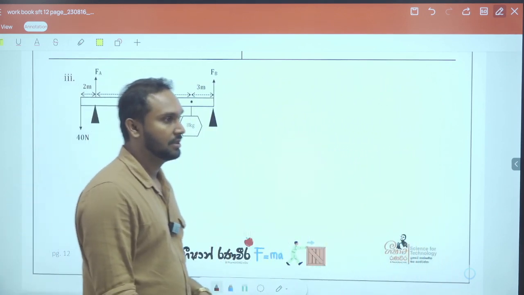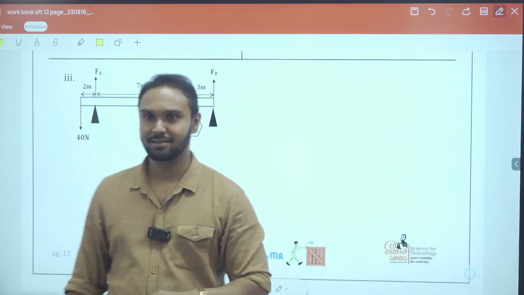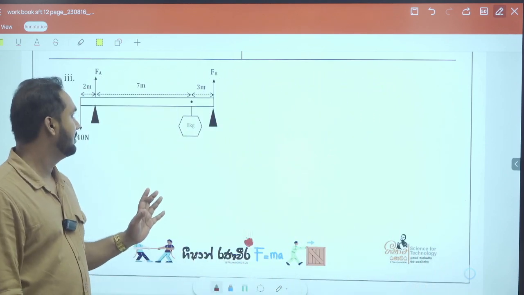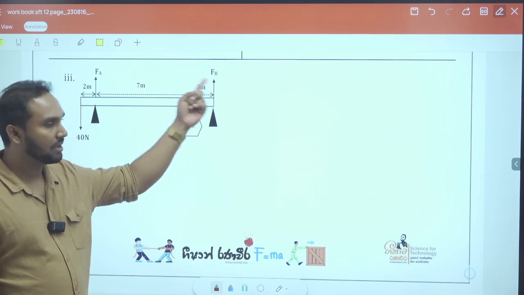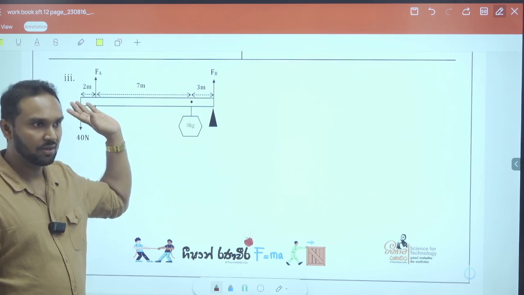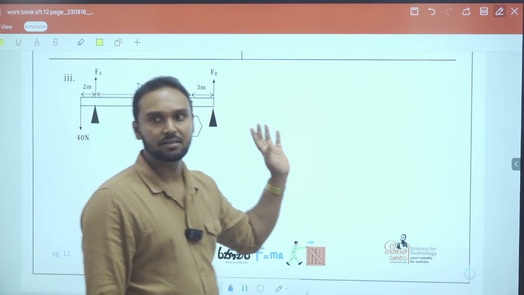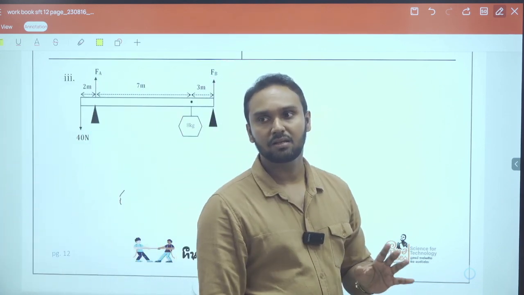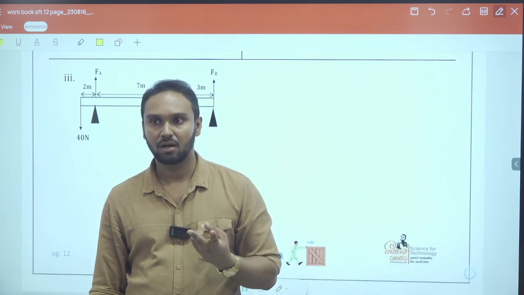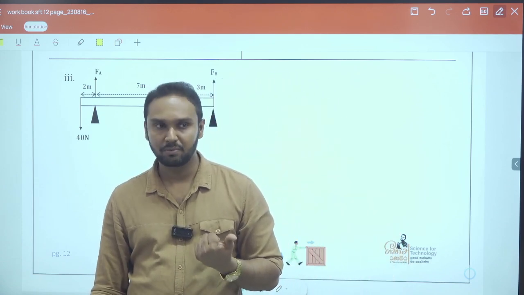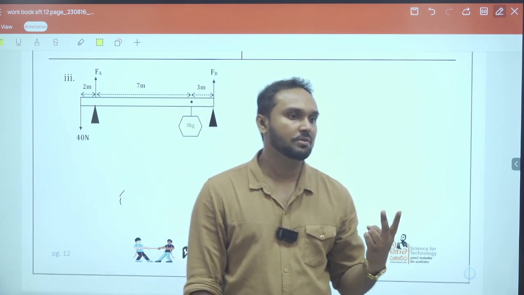Now listen. The pivot point here is given, but don't take that. Because if you take the pivot point here, what happens? There are two unknown factors, two unknown forces, right? So if there are two unknown forces or factors in a formula, you can't get it into one answer, right? Because there are two unknown factors. So you have to remove it.